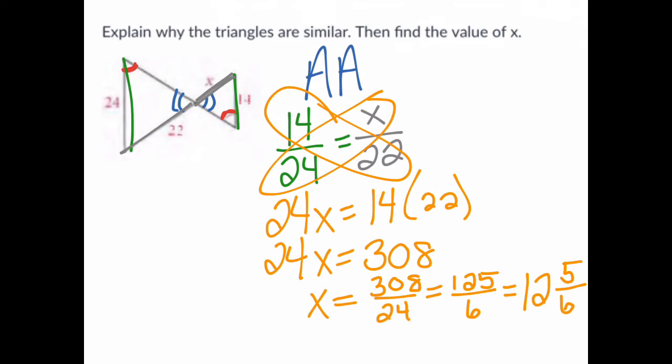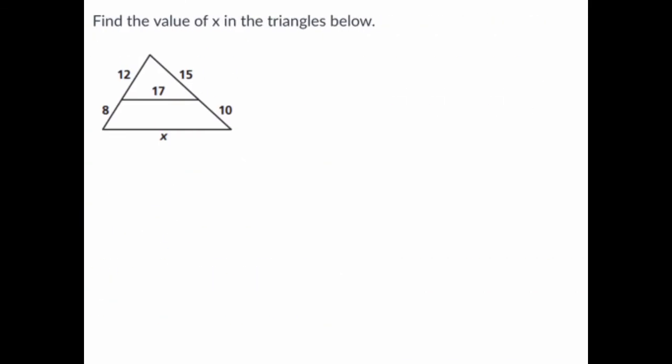So when you go to do your work, you're going to choose choice A, since that's AA, and then you'll type in 12 space 5/6 for 12 5/6.